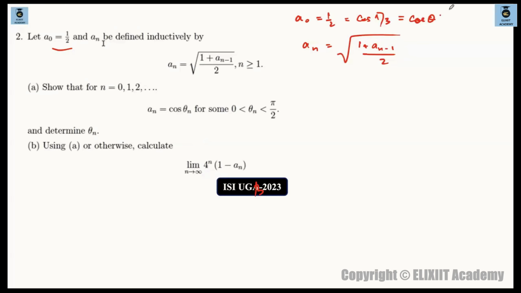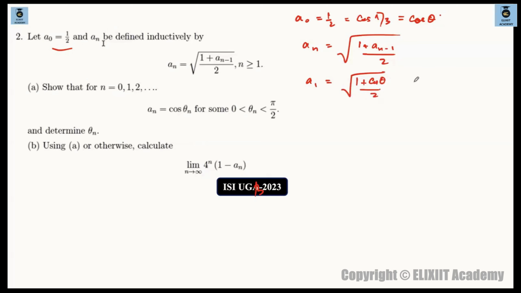Consider this to be cos of theta. ठीक है, ये A0 है. What is A0? Cos of theta. Whatever we will define in terms of theta, और बाद में जाके वो theta replace कर देंगे. So A0 is cos of theta. Now listen, what is A1? By this relation they have given, what is A1? A1 will be root over of 1 plus cos theta divided by 2. है ना? Root over of 1 plus cos theta divided by 2.